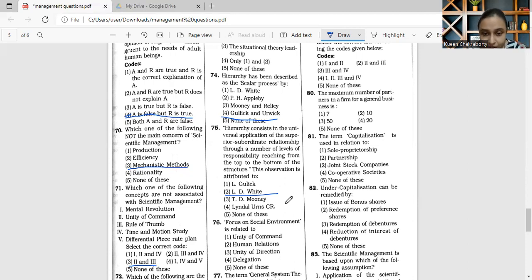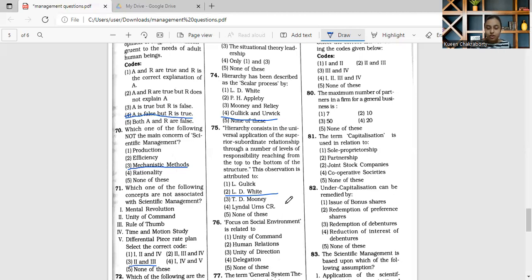That is hierarchy. What is hierarchy? Basically, it means the control of the higher over the lower. In administrative phraseology, it means an organizational structure in a pyramidal fashion with successive steps interlinked with each other from the top to the bottom. So accordingly, question number 75's answer is option number 2, which is L.D. White. L.D. White has given us this theory. Next, moving on to question number 76.